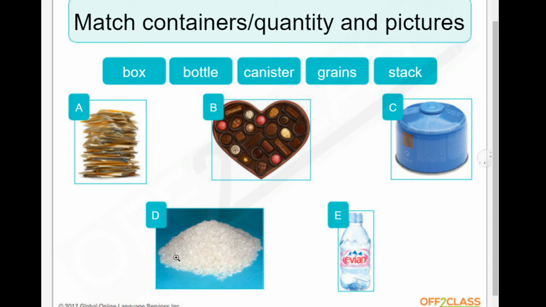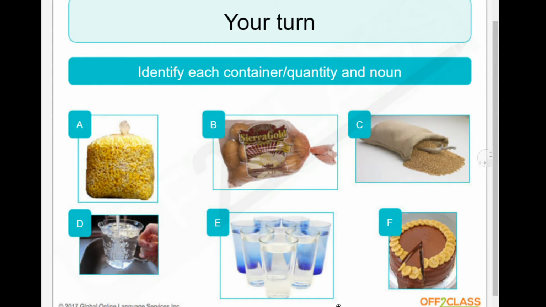And D is a pile of grains, or grains of rice. Very good. And E is a bottle of water. Bottle of water. Very good. Now, your turn. What do we have here? Just so you know, this is popcorn. It's kind of hard to see in the picture. This is a bag of popcorn.